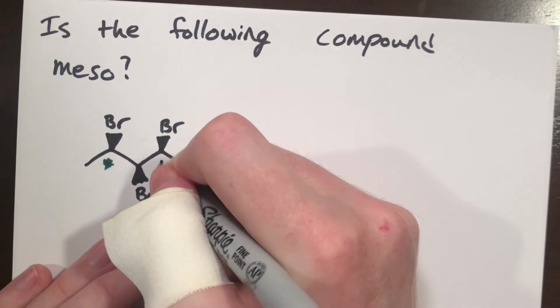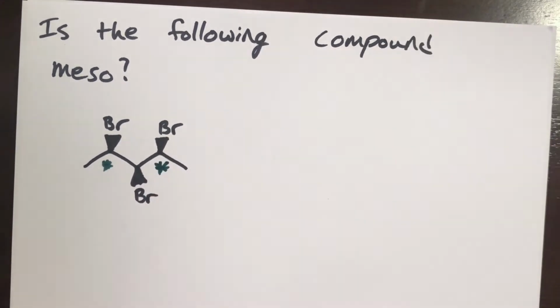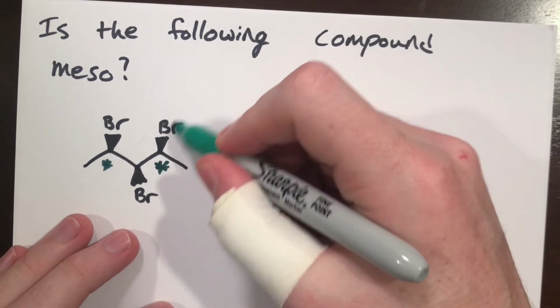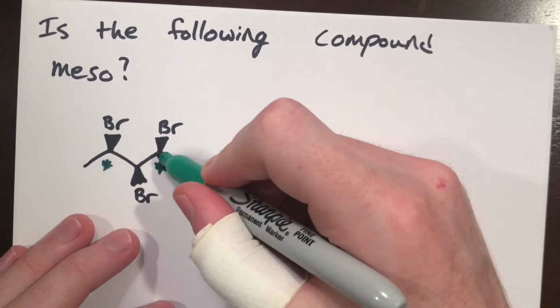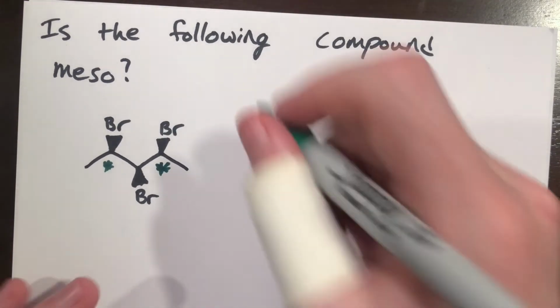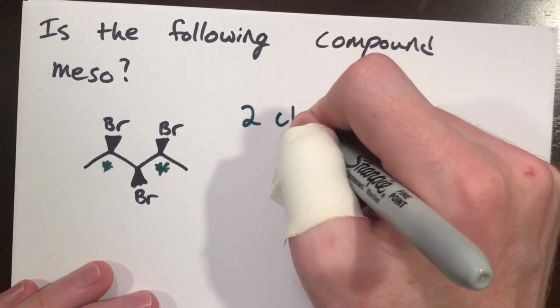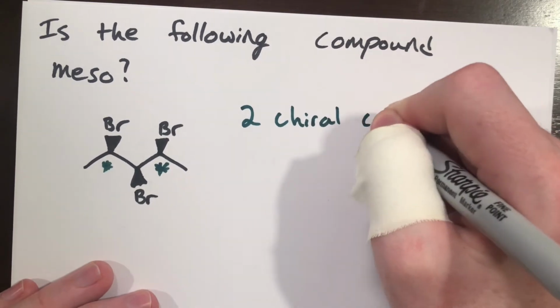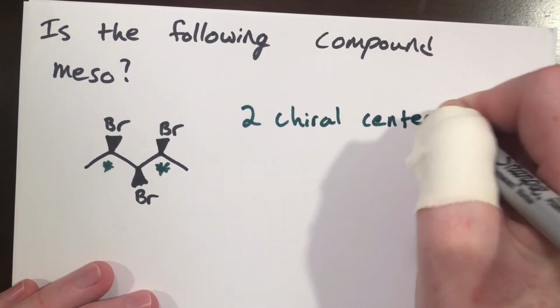And then this one is the same as the first one that we did. And so it is in fact chiral as well because we have a bromine, methyl group, hydrogen in the back, and then this whole group here is different than the other 2 groups. So this in fact has 2 chiral centers. So it may be meso. It at least meets the first requirement.